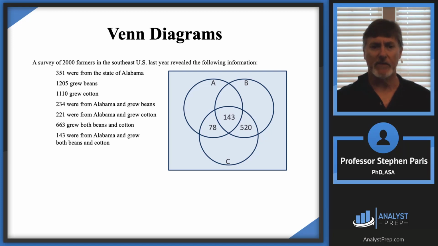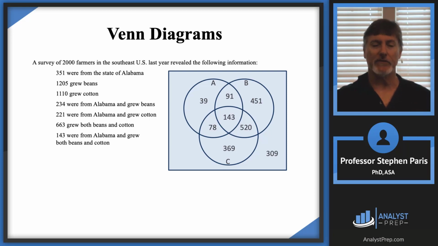Likewise, I can fill out the other parts of the Venn diagram working from the inside out. So I would have 78 that were from Alabama and grew cotton but not beans. 91 were from Alabama, grew beans but not cotton. 39 were from Alabama but did not grow beans and did not grow cotton. 451 were bean farmers but not from Alabama and didn't grow cotton. 369 were cotton farmers but not from Alabama and did not grow beans. And then finally there were 309 that were outside of all three sets. Okay, so we got all that set up.